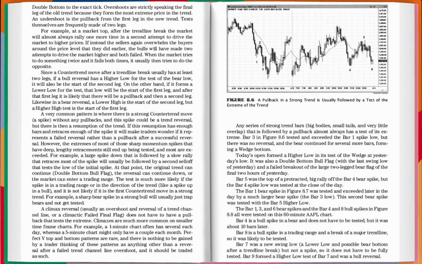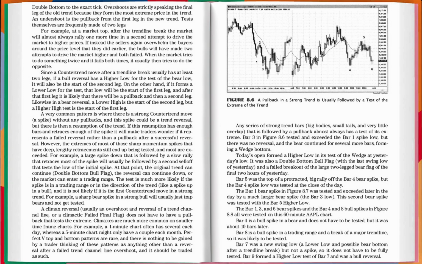When the market tries to do something twice, and it fails both times, it usually then tries to do the opposite. Since a counter-trend move after a trendline break usually has at least two legs, if a bull reversal has a higher low for the test of the bear low, it will also be the start of the second leg. On the other hand, if it forms a lower low for the test, that low will be the start of the first leg, and after that first leg, it is likely that there will be a pullback and then a second leg. Likewise, in a bear reversal, a lower high is the start of the second leg, but a higher high test is the start of the first leg.